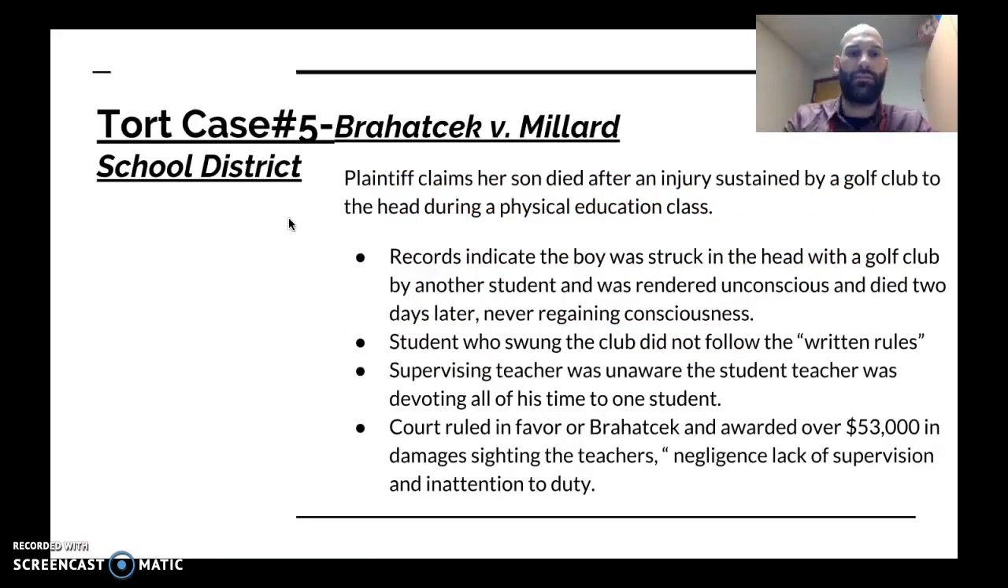Fifth case, Brahacek versus Millard School District. The plaintiff claimed her son died after an injury sustained by a golf club blow to the head. This is something that I actually know very well. This happened when I was in high school to a student when we were golfing in PE. She walked up onto the line where other students were swinging. She got hit on the swing through. It wasn't near as severe as this. She did suffer some broken teeth and also some cuts and abrasions, but no one died in the instance.